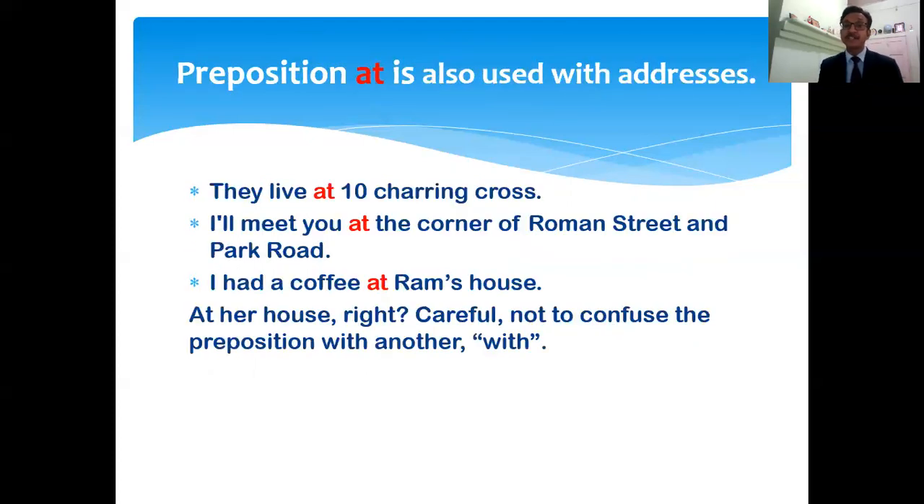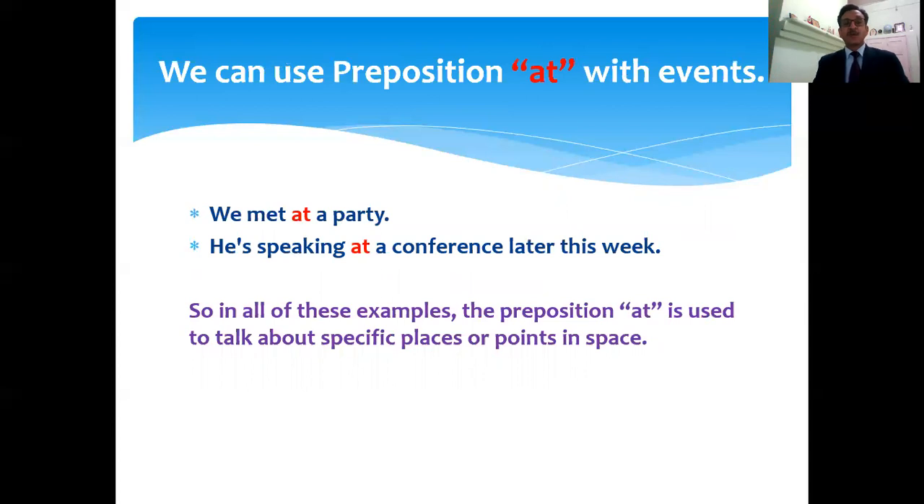Preposition at is also used with addresses. We have to refer to addresses. I live at 10 Charing Cross. I'll meet you at the corner of Raman Street and Park Road. I had a coffee at Ram's house today. I had a coffee at the school cafeteria. At a house, right? You understand that? Be careful not to confuse the preposition at with another one, with. Remember this.